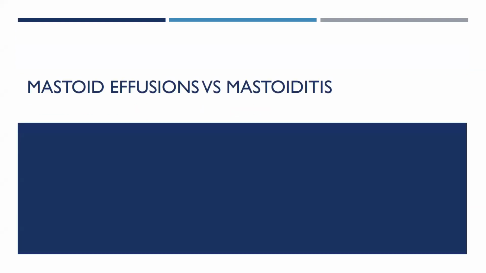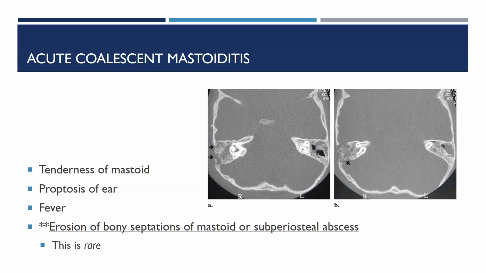Okay, a couple other things. Mastoid effusions and mastoiditis. Another common thing. So this is more so, I feel like we get called about this from the ED, but also sometimes on the floor. So just to differentiate, acute coalescent mastoiditis indicates that there's a real infection. They will have tenderness of the mastoid behind the ear. Their ear will probably look proptotic. They're sick, they're in pain, they're uncomfortable, they have ear complaints.